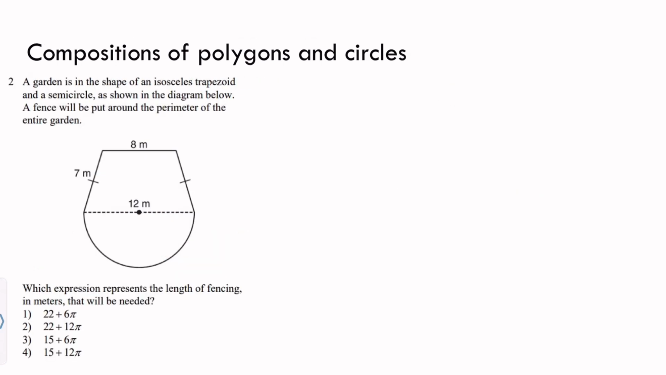Okay, a garden is in the shape of an isosceles trapezoid and a semicircle, as shown in the diagram below. A fence will be put around the perimeter of the entire garden. Which expression represents the length of fencing in meters that will be needed? So again, let's start off with this semicircle right here. We know that the diameter is 12. Circumference is equal to the diameter times pi, which is 12 pi. So since this is a semicircle and not a full circle, we have to do the circumference divided by 2. So 12 pi divided by 2 is equal to 6 pi.